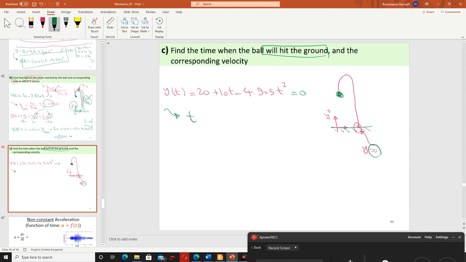From this one, you will have two times. Time can be minus 1.243 seconds, don't forget the unit, or plus 3.28 seconds. But we know in Newtonian mechanics, we don't have any negative time. In special relativity or relativistic Einsteinian mechanics, you can have negative time. But in mechanical engineering, which is based on Newtonian or Galilean mechanics, the time is always positive. Then this is the correct answer.